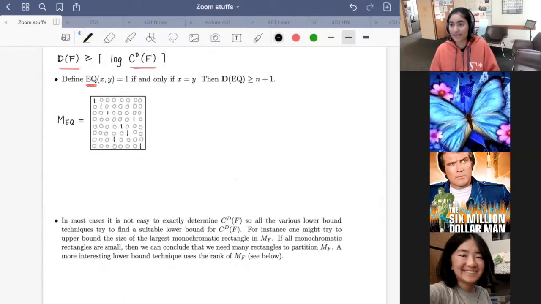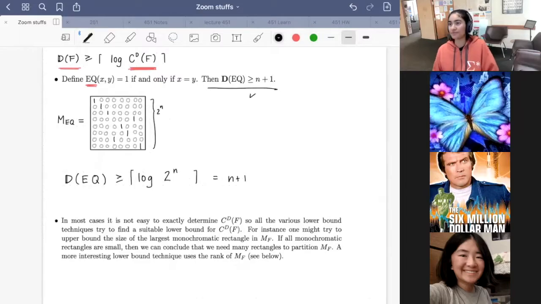So because of that, we know that the minimum number of rectangles, this CDF, can't be smaller than 2 to the n, because 2 to the n is how many rows or how many columns we have. So from there, we get that the deterministic complexity of the equality function is greater than or equal to the ceiling of the log of how many monochromatic rectangles you can split it into, which we saw was 2 to the n. And this is n plus 1, which is what we wanted to show. But of course, in general, it's not actually that easy to figure out what this CDF is going to be.